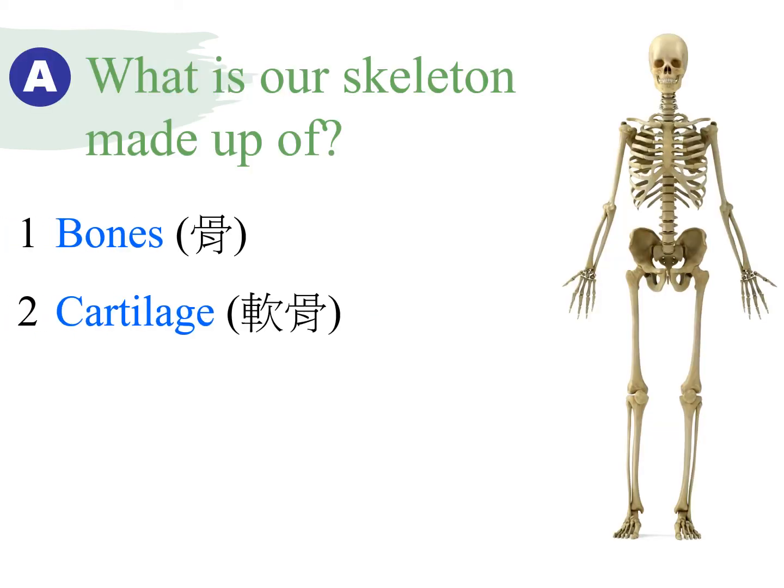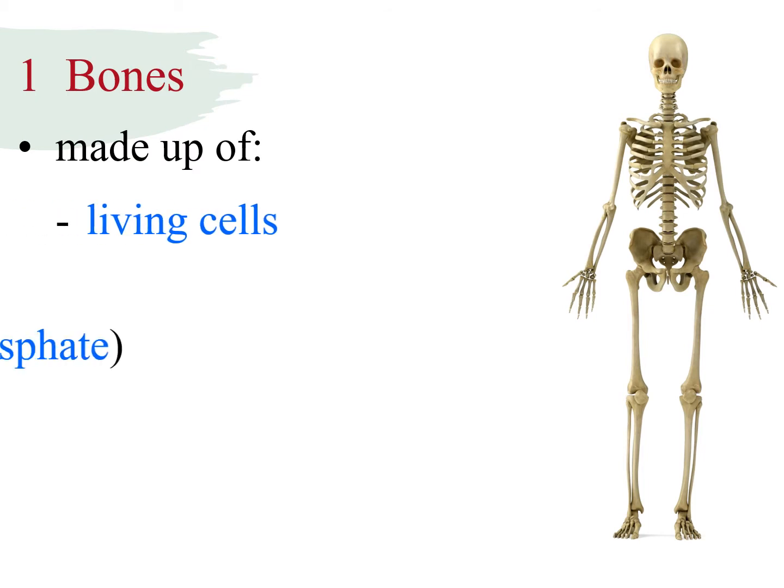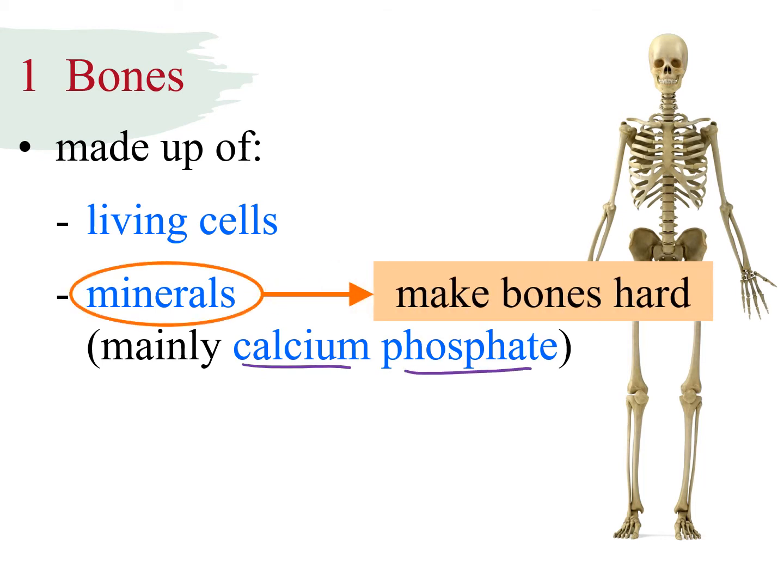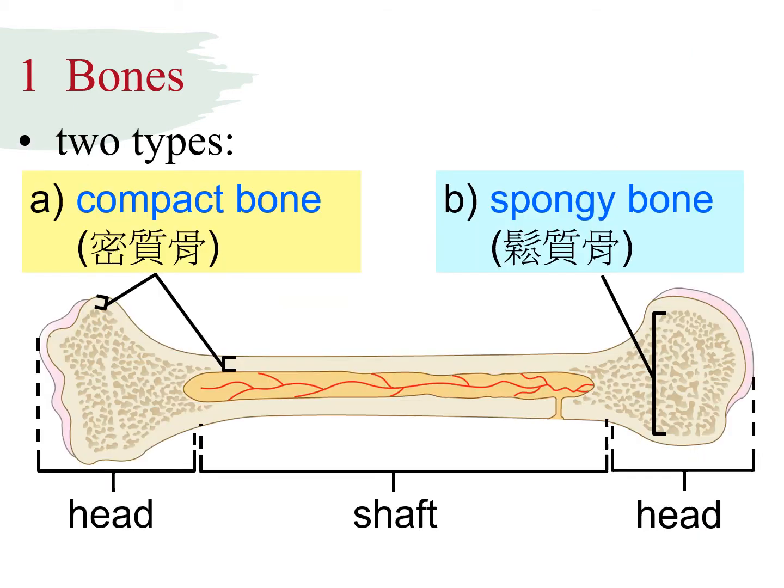Our skeleton is made up of bones and cartilage. Bones are made up of living cells and minerals, and the minerals are mainly calcium phosphate. With a lot of minerals, the bones will be hard. Bones can be further classified into two types, the compact bone and the spongy bone.